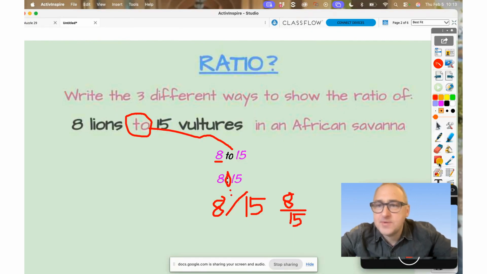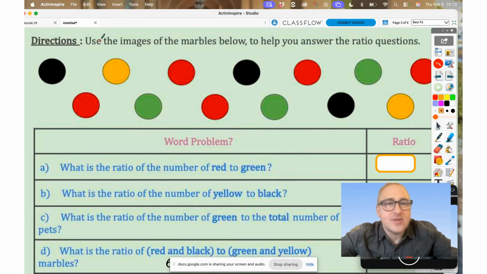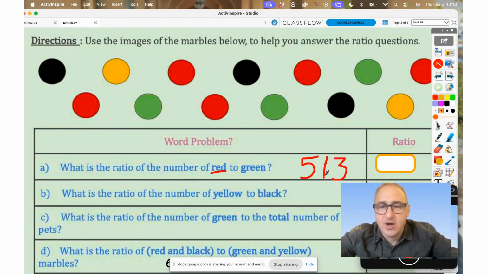Let's try this with marbles. Directions: imagine the marbles below, answer the question. So we can see there are 1, 2, 3, 4, 5, 6, 7, 8, 9, 10, 11, 12, 13 marbles, and they're all of different colors. The first thing I want you to do is take the number of red marbles: 1, 2, 3, 4, 5 red marbles. To 3 green marbles: 1, 2, 3. I'm going to use the colon this time, but it doesn't matter. I could have used the fraction bar or the word "to."